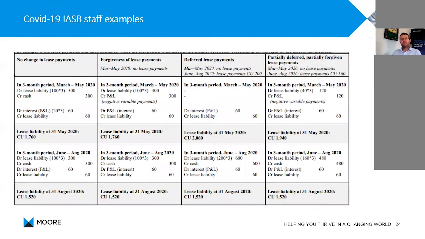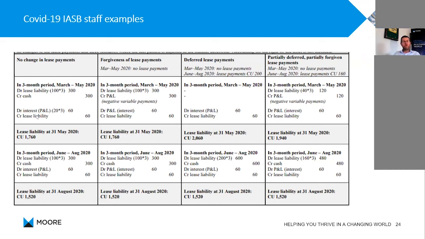The IASB staff put out a simple example that I thought we could illustrate for this session. The first column, pretty much down here, was what the status quo was. So they used a very simple example. You're paying $100 a month, $20 a month interest. And in this 3-month period, you would credit cash out the door of $300. You would debit the lease liability, so you reduce the lease liability by $300.